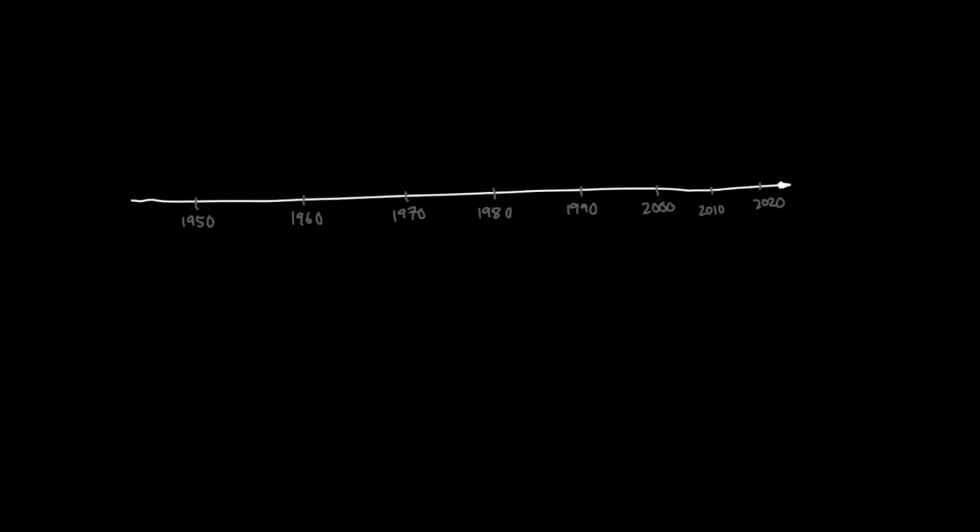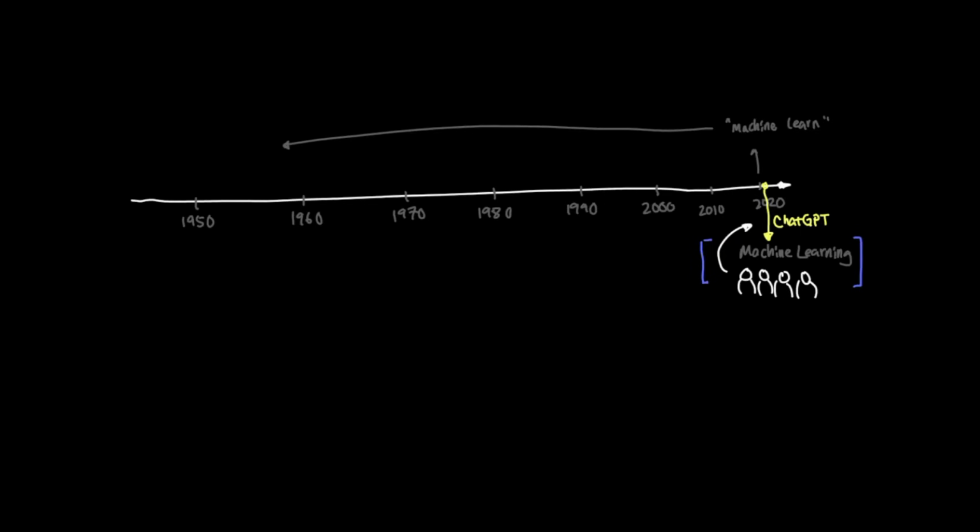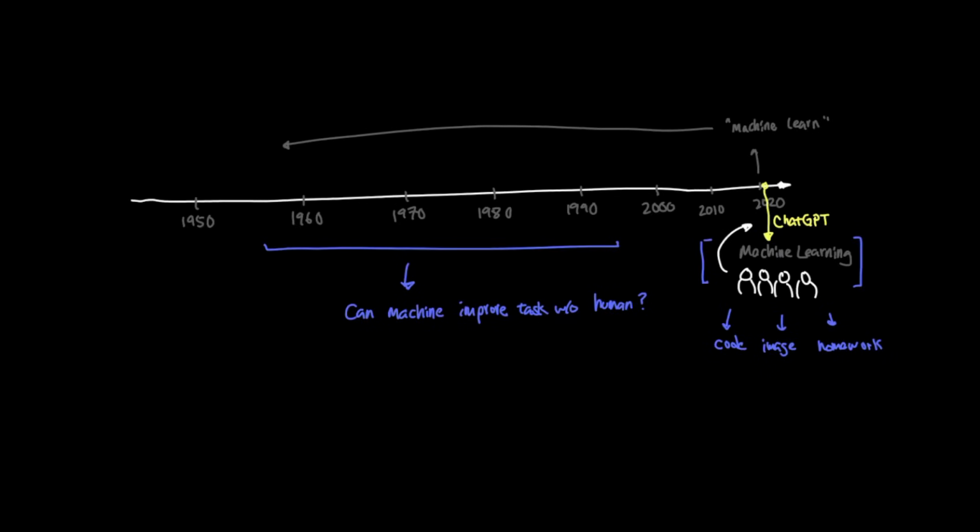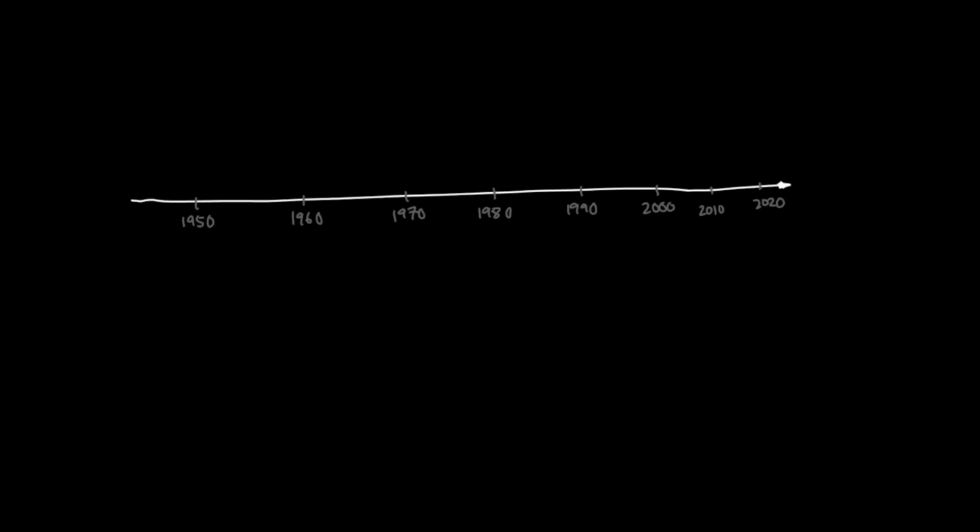So let's get started. Most people think machine learning started with asking ChatGPT to finish writing my essay for school, but the idea of making machines learn is much older than that. Long before we had AI assistants writing code, generating images, or finishing my schoolwork, researchers were already asking a much simpler question: can a machine improve at a task without a human explicitly programming every single use? This question actually goes all the way back to the early days of computing.